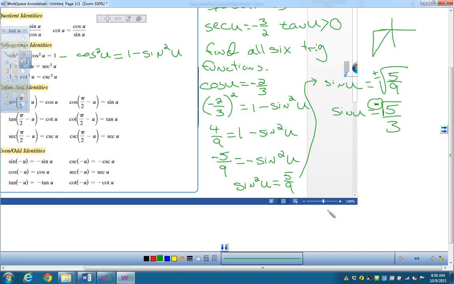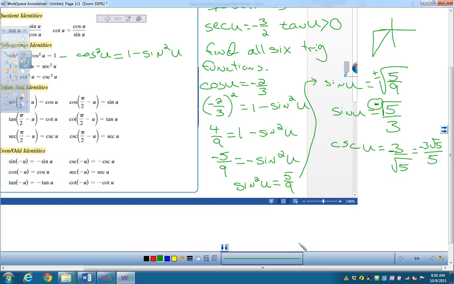So you wouldn't write i with root 5 over 3, the imaginary number symbol. No imaginary numbers, because that's if the negative is inside the square root. The negative is outside the square root. Okay? And then cosecant, I could use an identity by flipping it upside down: 3 over square root of 5, negative. If I like, I can rationalize that and write it as negative 3 root 5 over 5.